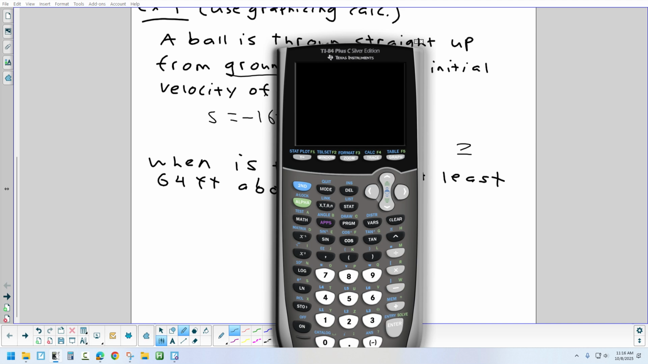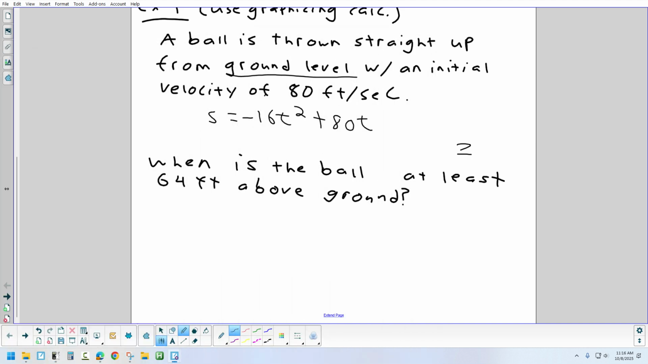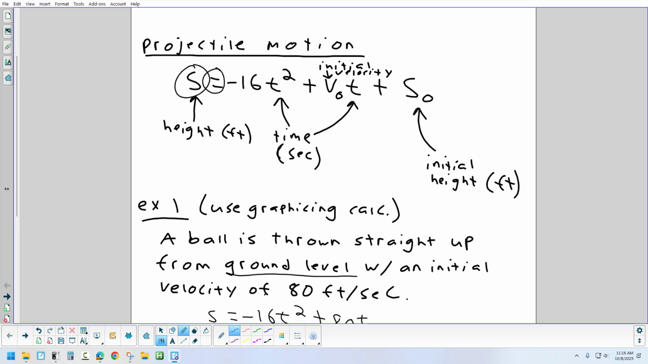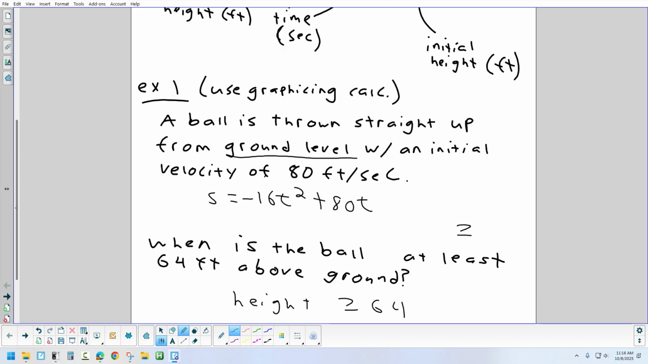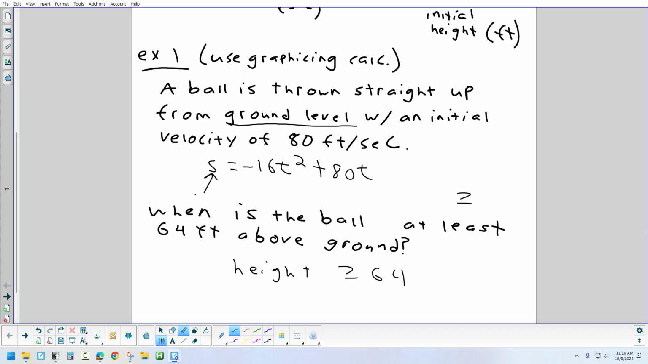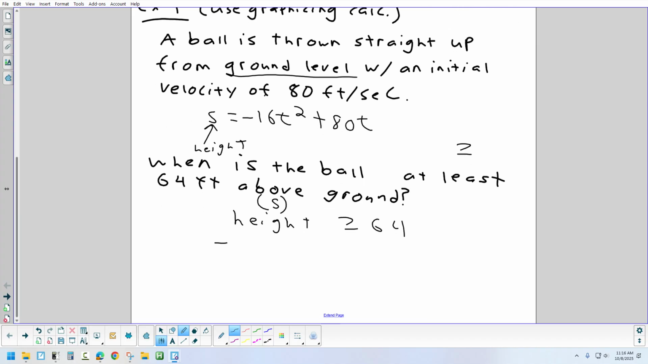Okay, so let's graph. Let's figure out what we're going to graph. We want the height of our object to be 64 feet or above. That's what we need to graph. And the height is given by that formula. This is the height. So we're calling the height S. Now fill in the formula that we have for S. Negative 16 t squared plus 80 t.